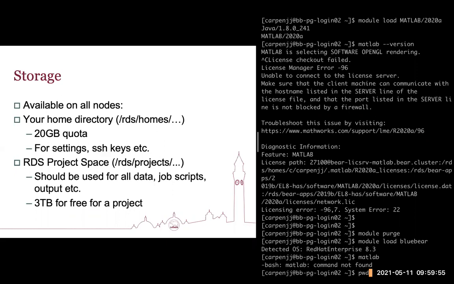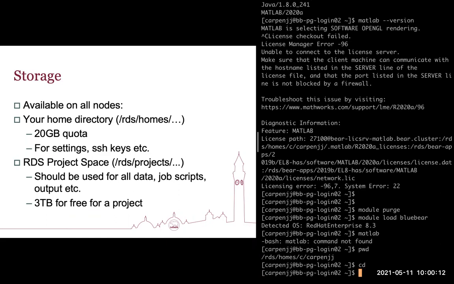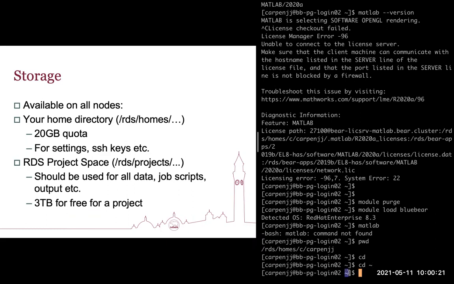If I type PWD now, which stands for print working directory, I will see that my home directory is there. So /rds/homes/, the first letter of your username followed by your username. So that's the standard position. If you're not familiar with Linux, you can get to your home directory by either typing cd with no argument, so change directory, or using the placeholder for your home directory, which is the tilde symbol. And that is why when you log into BlueBEAR, you will likely see the tilde symbol as the current directory that you're in.